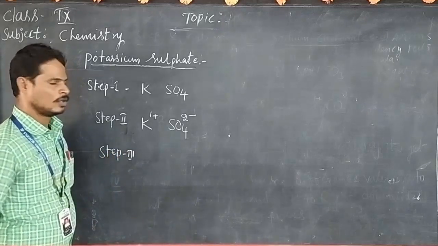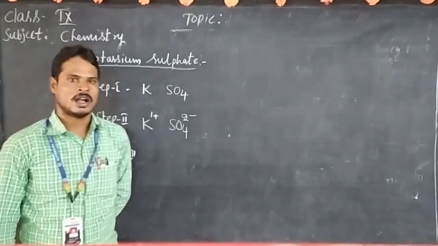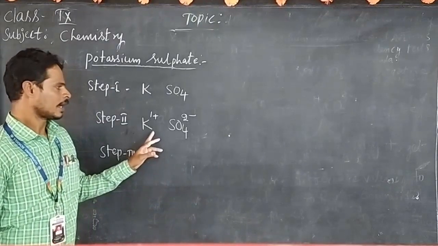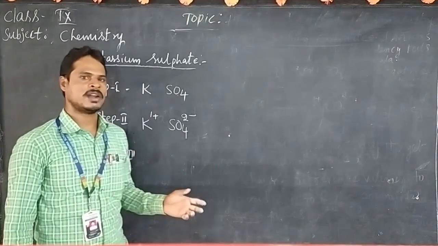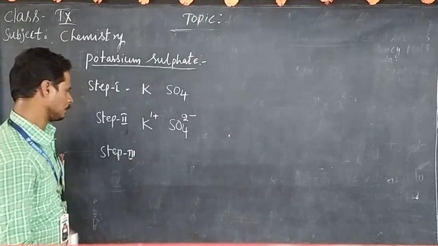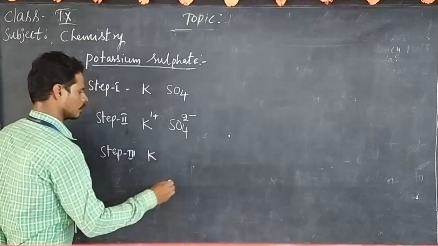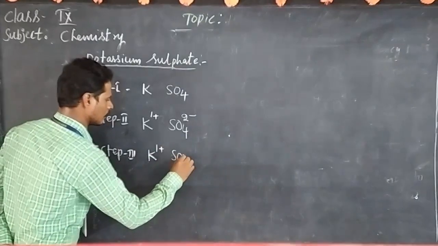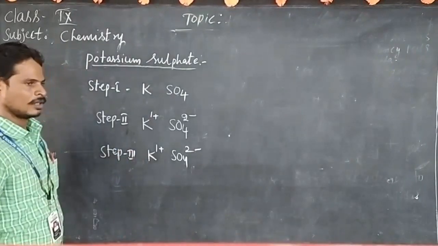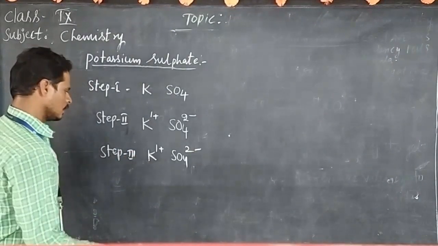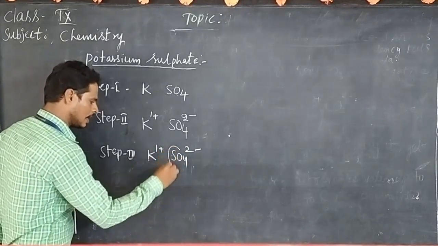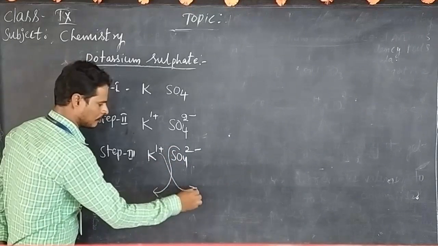Step 3, we know that if cation and anion have the same valency, they get directly cancelled and we get the formula. But here, cation and anion have different valency. That's why we shift left to right, right to left. Here step 3 is absent. Now that's why we are going to step 4. So here both have different valency. That's why we have to shift right to left, left to right.